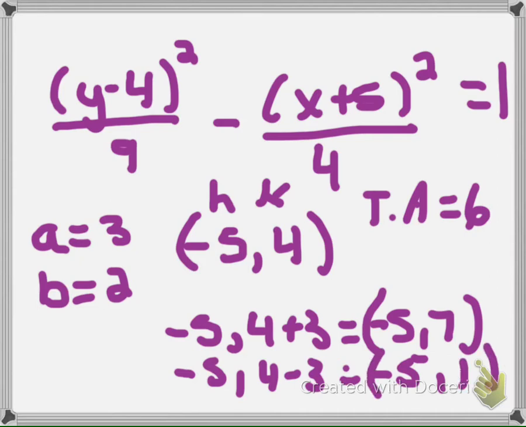Those are the two endpoints of our transverse axis. Notice that I added this 3, the a, to the y term. I did that because we already know that it's a vertical hyperbola, and so it's the y that's changing. It's going up and down. It's not going horizontally.